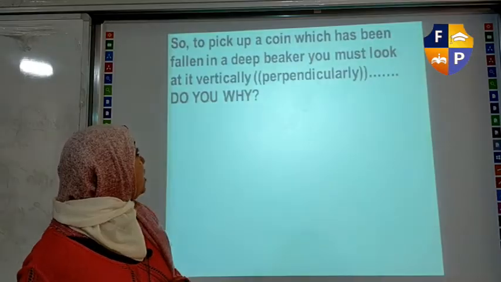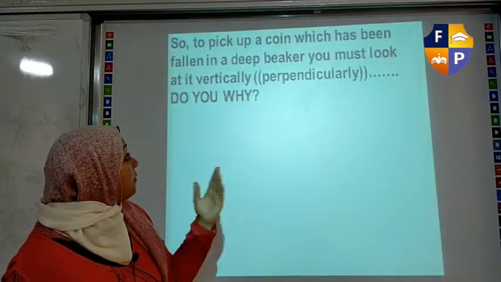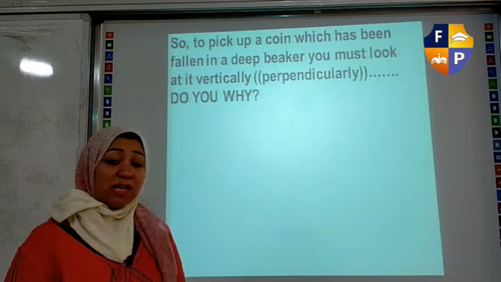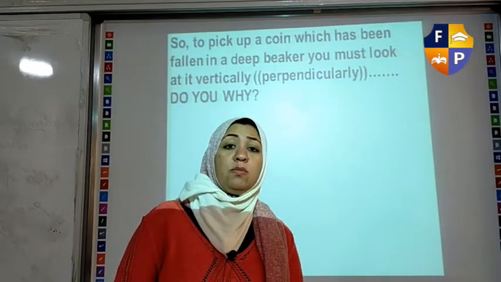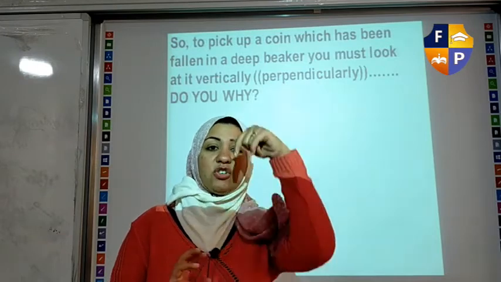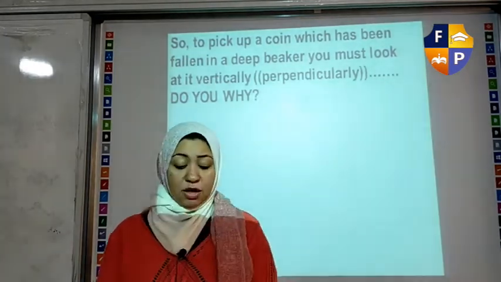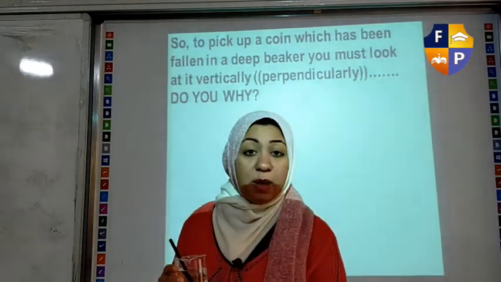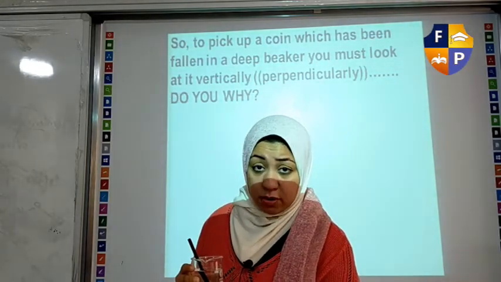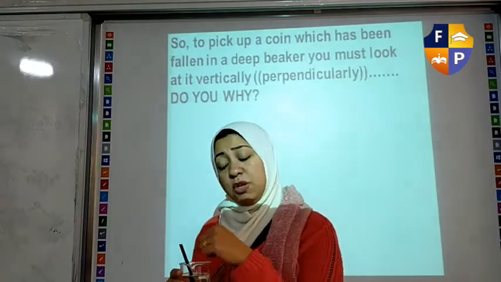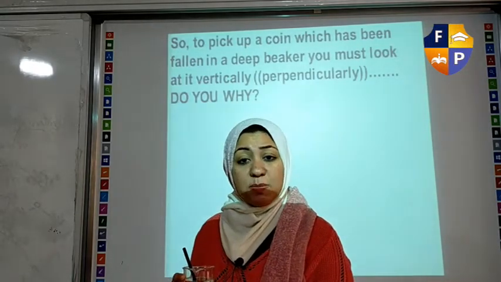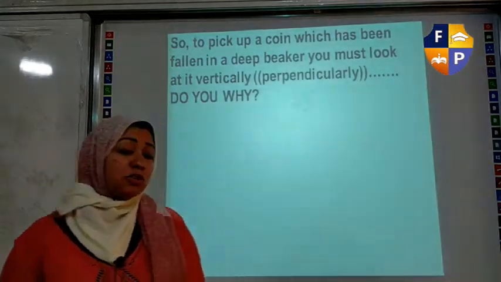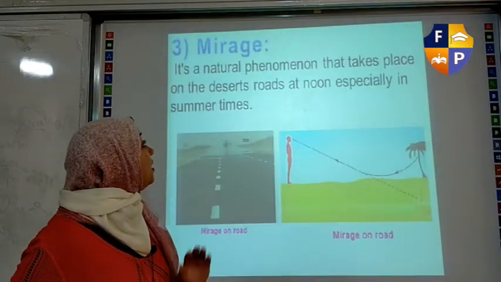Let's continue. When I ask you to pick up a coin which has fallen to a great depth of the water, you must look vertically, not horizontally. Vertically means from this position. If you look from this position, you will see an apparent position of the object. Why? Due to the speed of the light in the air being higher than the speed of the light in the water.